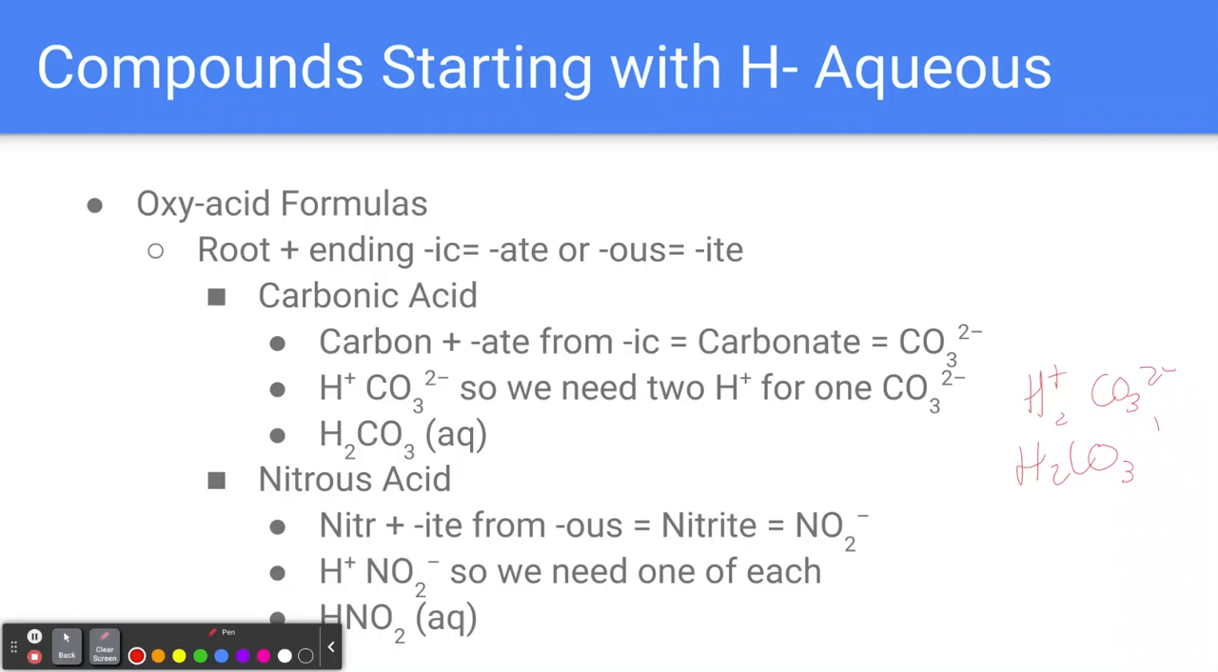Nitrous acid. Now, I know that you don't know nitrite from our list. We know nitrate. So nitrate is equal to NO3 with a - charge. So if we are ending in us, that tells us it's an ite. So nitrite has 1 less oxygen than nitrate, so NO2. It's still got that -1 charge, so H plus with an NO2 minus, we've got a +1, a -1, so we can just write it HNO2.